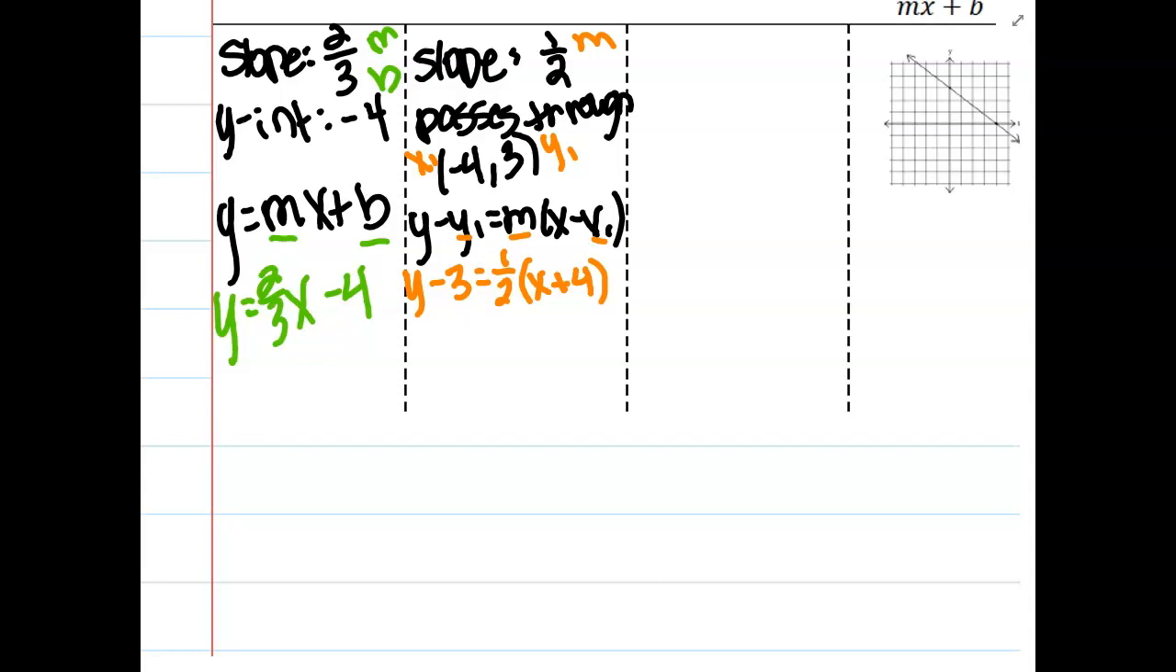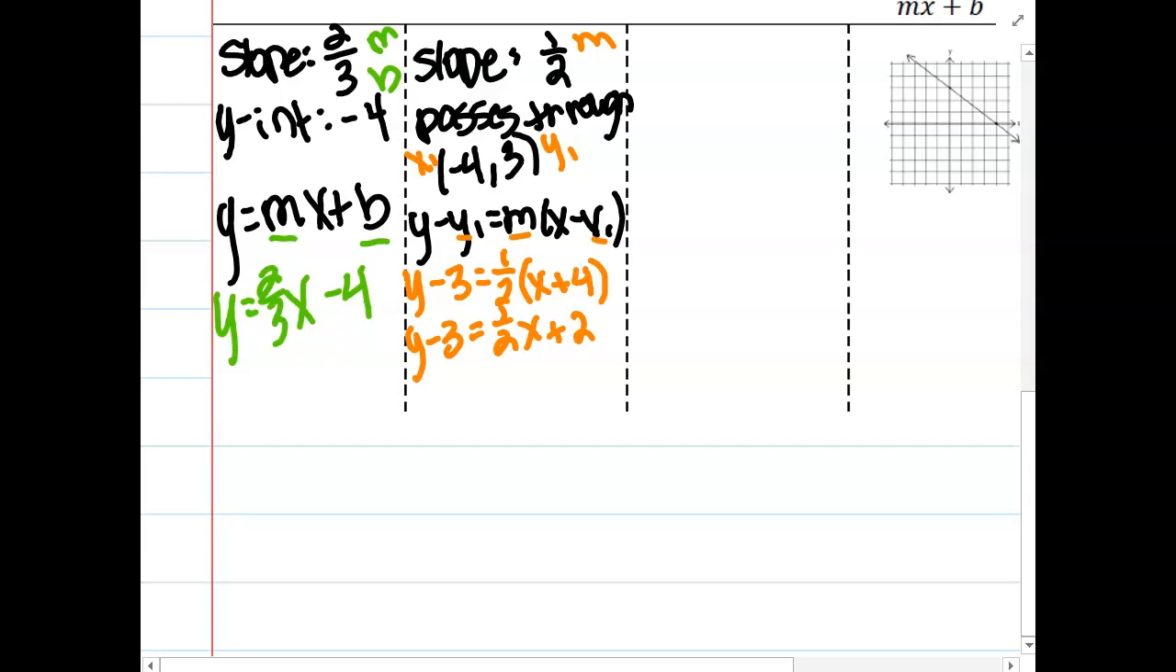Here's the thing. I want this in the form y = mx + b. Right now it's in y minus 3 because it's kind of some weird form, okay? So really what I need to do is add 3. But before I can add 3, I've got to simplify this. And this is the part that you're going to do the same thing over and over and over again today. You're going to distribute your slope. So we're going to do y - 3 =, when I distribute my slope, it'll be 1/2 x. 1/2 times 4 is a plus 2.